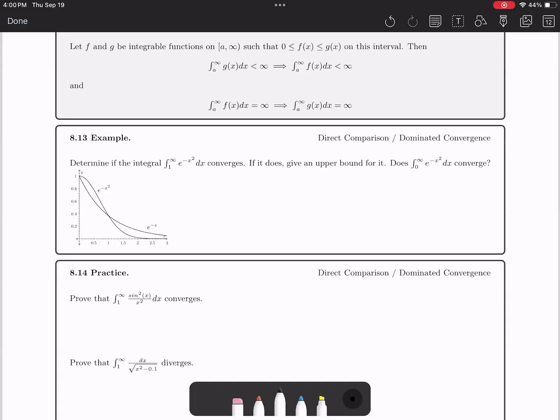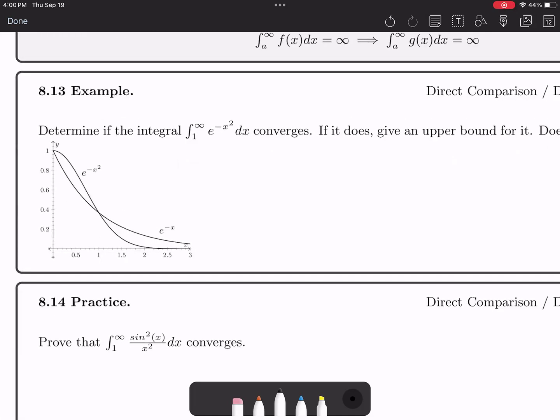Sometimes we care about the convergence of an integral, but not actually its value. We just want to know if the area underneath a function is going to be finite or not. So we can do this by directly comparing the unknown integral with an integral that we know to converge or to diverge.